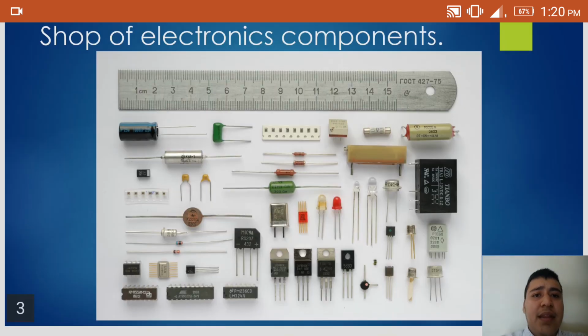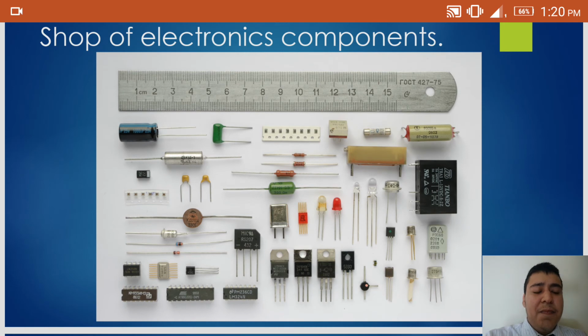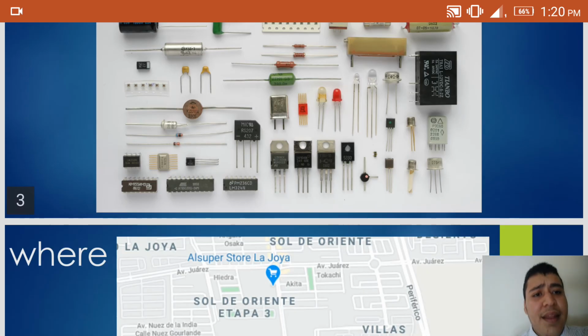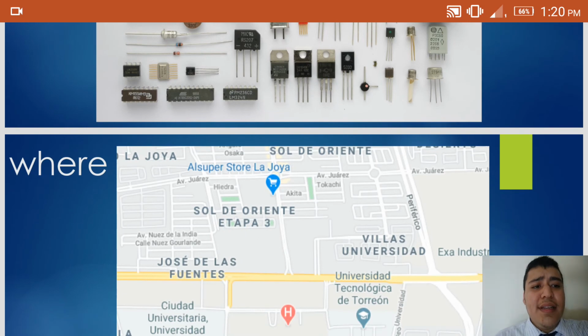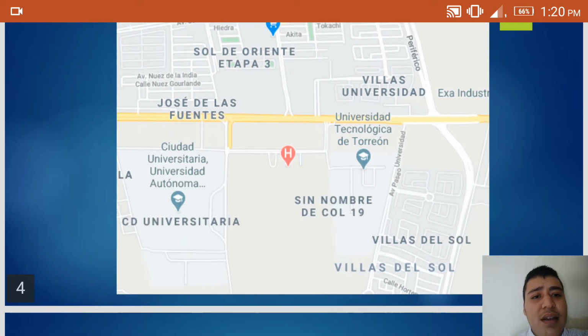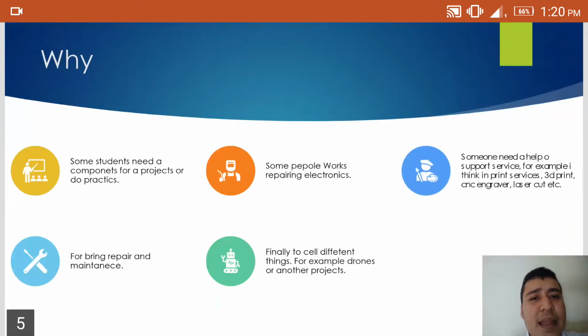Next, I tell you about how I can do this and what I am going to sell in this business idea. Next, I mention the place and why I chose this place. Next, I tell you about my idea and the reasons why I decided on this idea.